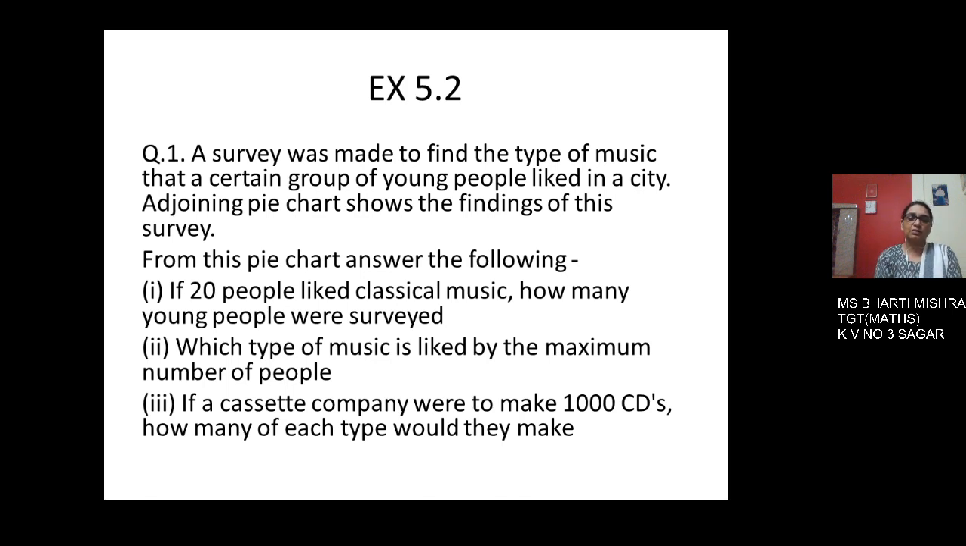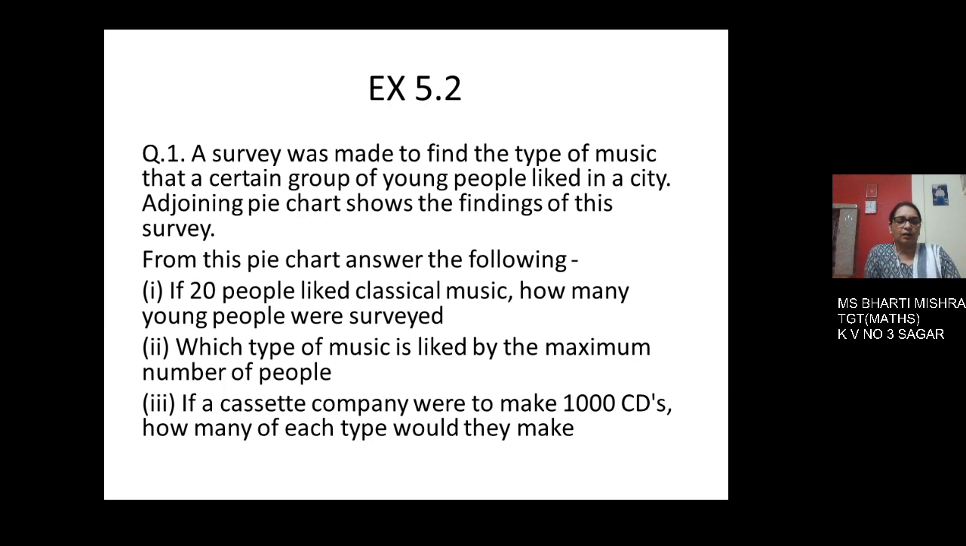The first question is: a survey was made to find the type of music that a certain group of young people liked in a city. The adjoining pie chart shows the findings of this survey. In this first question, we will have a pie chart, and on the basis of that we will be answering the questions. Further, in the next class, we will be finding the angles to form the pie chart. So the first question is based on how to read a pie chart.